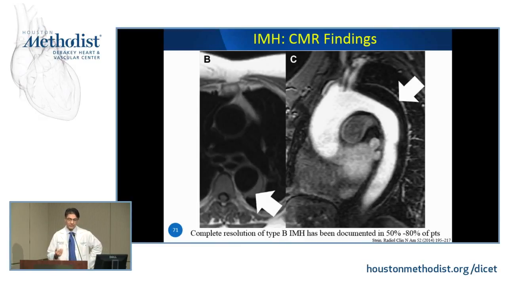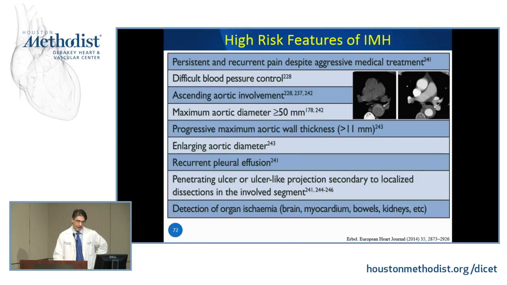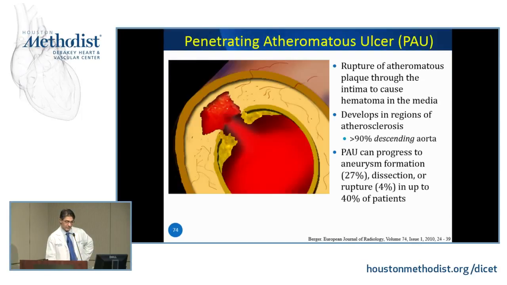CMR can really show it to you because you have so many different sequences that can display things in different tissue contrasts. There are high-risk features, which you have to be aware of and should report, because this tells the vascular surgeon that this may not be the third that go on to resolve. Those are if the aorta is very large or the thickness of that IMH is more than 11 millimeters.